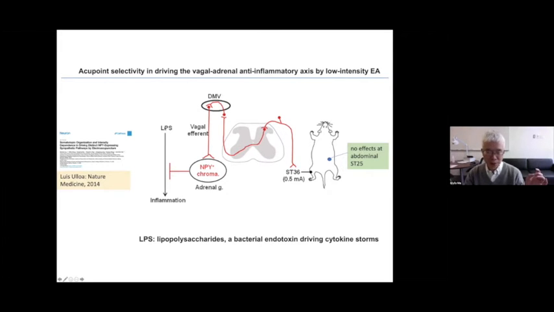to reduce the systemic inflammation induced by bacteria and toxins like LPS. And what we find in this paper is that, just like Sato's work, this pathway has acupoint selectivity. You can do it at stomach 36, even with a low electrical intensity, but you cannot do it in the abdominal region. I'll show you a few slides.